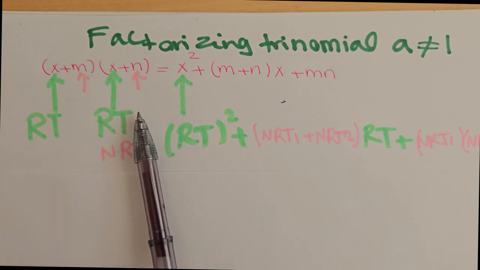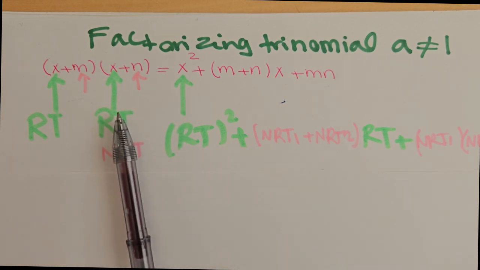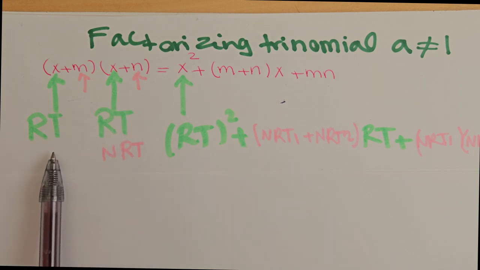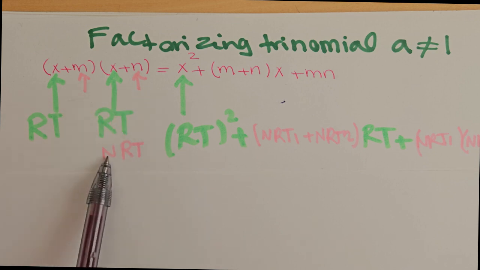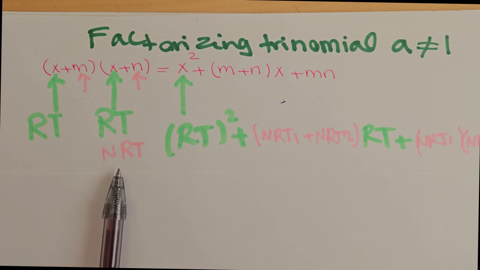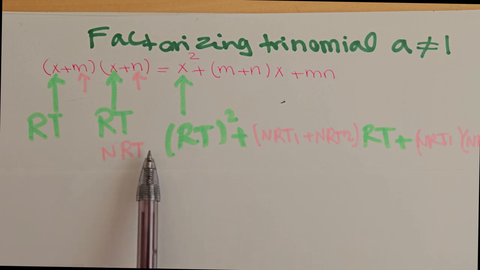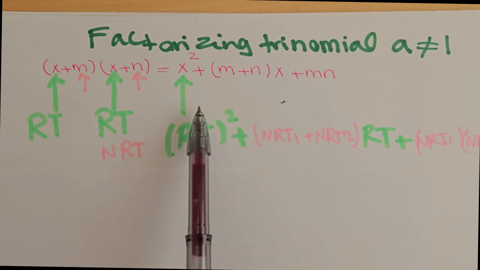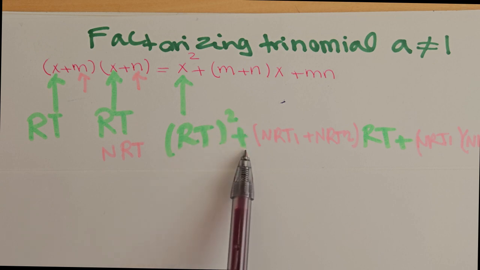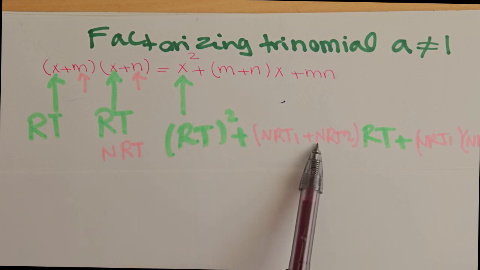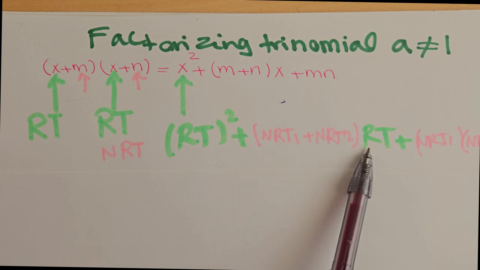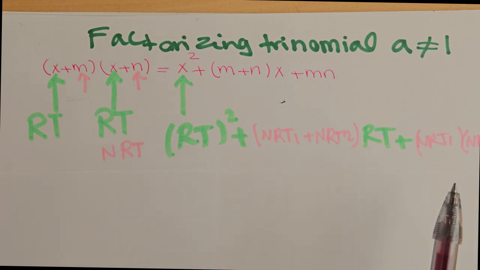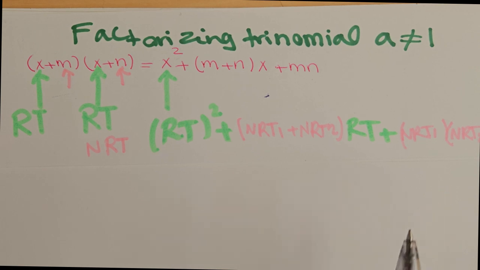it can factorize into two brackets. Each bracket contains the repeating term, which for short I write as RT, and then another constant, which for short I write as NRT, non-repeating term. Then the other side would be the repeating term to the power 2 plus the sum of the two non-repeating terms multiplied by the repeating term plus the product of the two non-repeating terms.